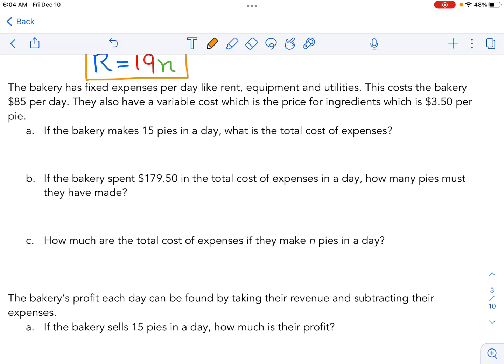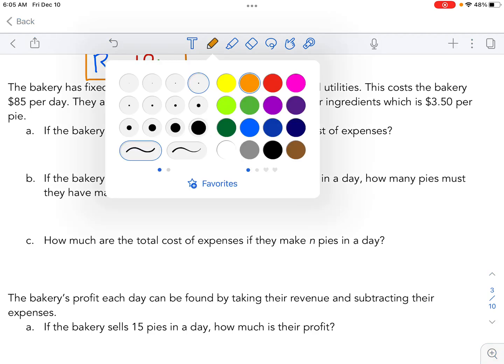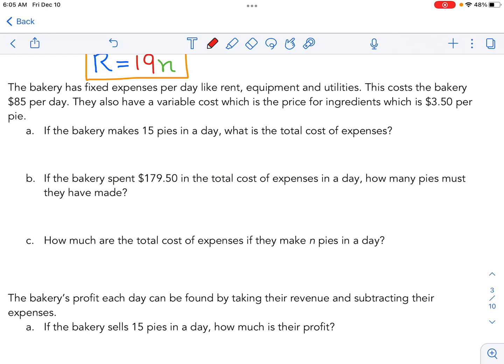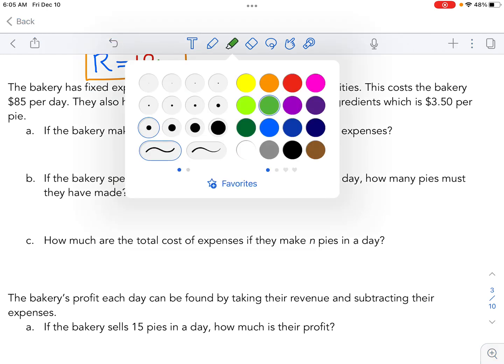So let's try it again with this section. The bakery has fixed expenses per day, like rent and equipment and utilities. This costs the bakery $85 per day. They also have variable costs, which is the price for ingredients, like when they make pies. And that is $3.50 per pie. Okay, so let's look at this scenario here. We have these fixed costs. I'll make them red again.